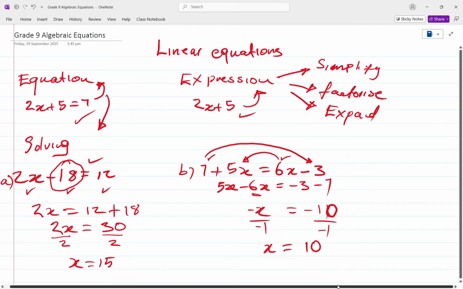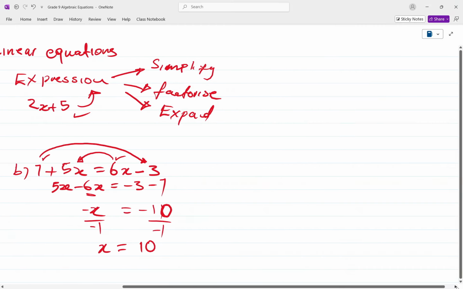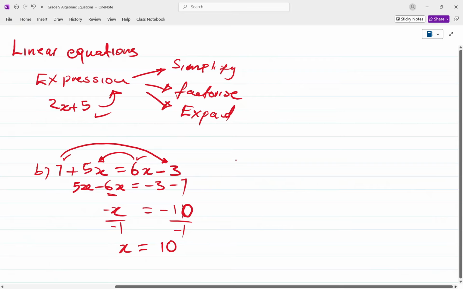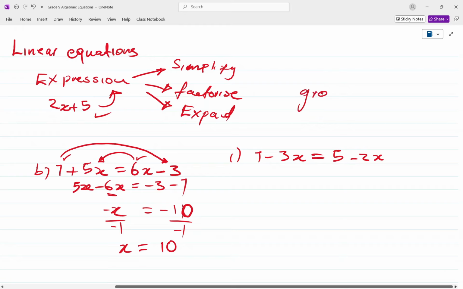And then we are going to try to have c here. And then our c, or third equation, we are going to have 7 minus 3x, and then you have 5 minus 2x. Similarly, we have 2 terms on the left, 2 terms on the right. We are going to do what we call grouping the like terms.